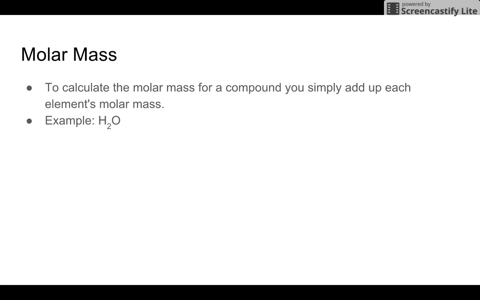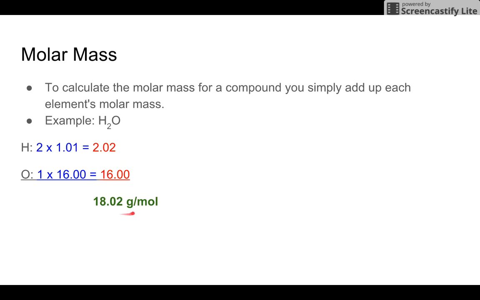For example, let's look at water. Water has 2 hydrogens and 1 oxygen. If we take the 2 hydrogens times the molar mass of each, 1.01, and then oxygen 1 times 16, we get 2.02 for hydrogen and 16 for oxygen. Add them together. 18.02 grams per mole is the molar mass of water.